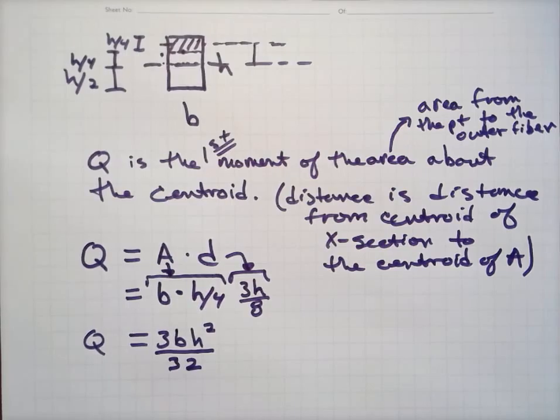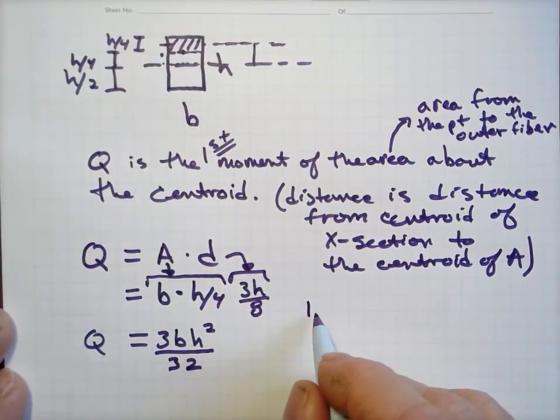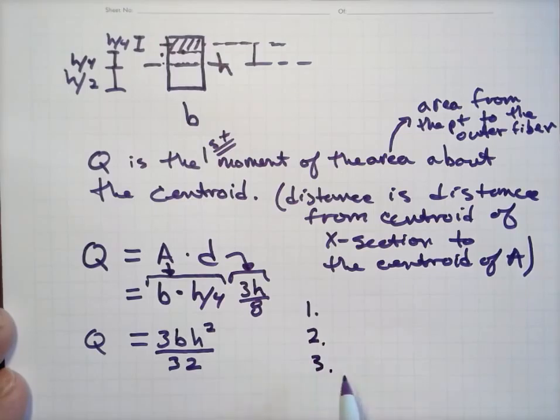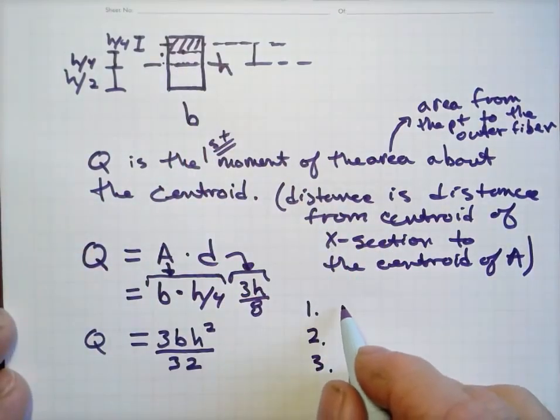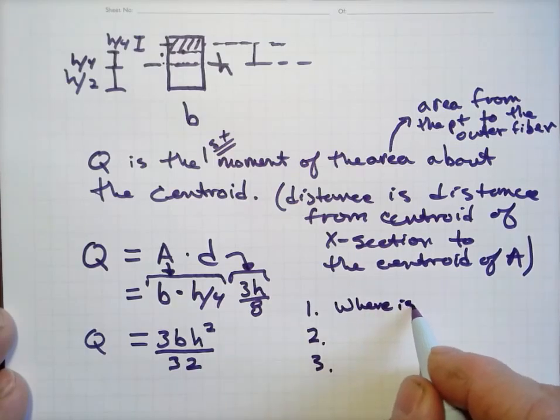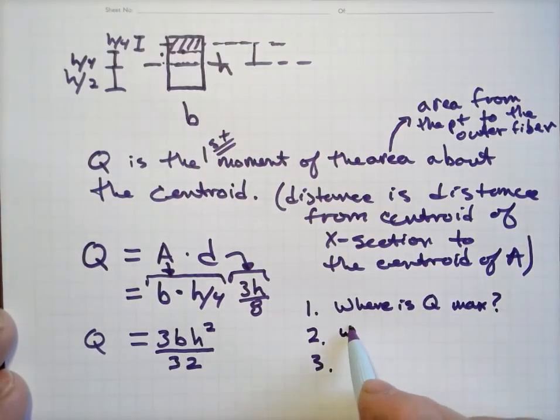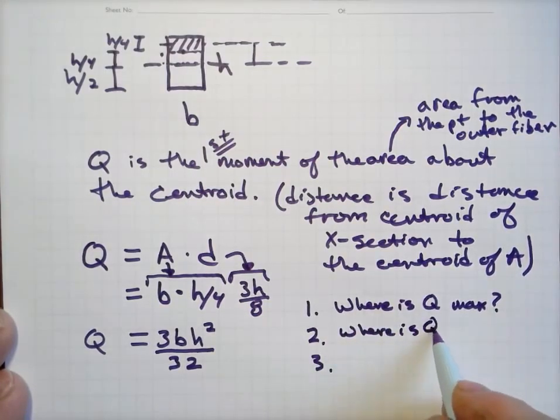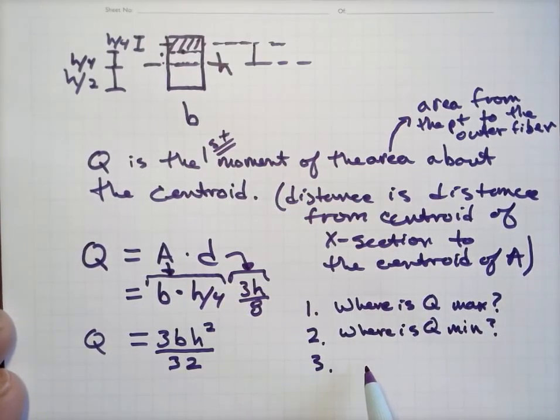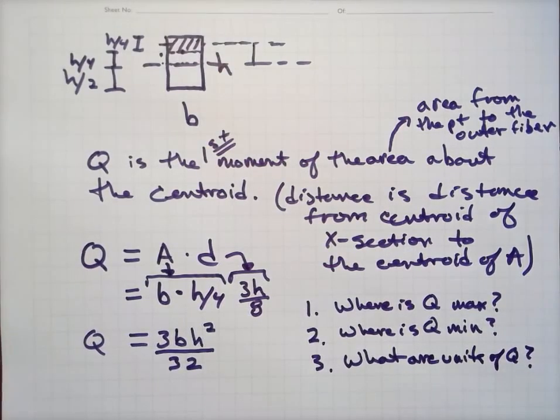So I've got 3 questions for you, and I want you to take a moment to answer them. Press pause. For this rectangular beam, where is Q maximum? Where is Q minimum? And what are the units of Q? I want you to press pause and come up with an answer for me.